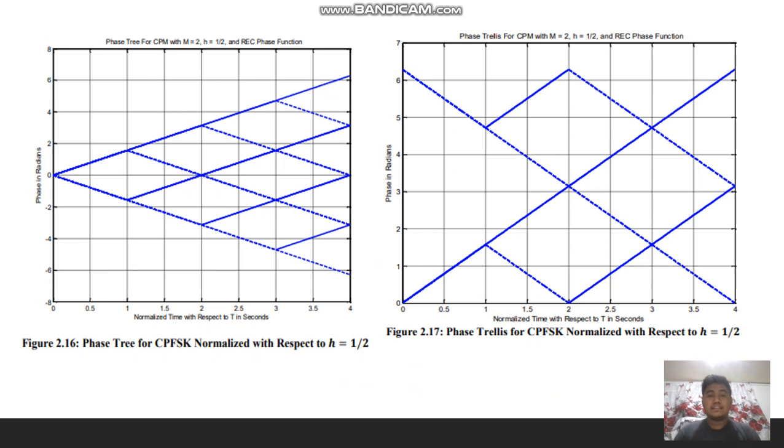So next is the phase tree for CPFSK normalized with respect to h equals 1/2. And this is the phase trellis for CPFSK normalized with respect to h equals 1/2. So here is the phase tree of CPM with M equals 2 and h equals 1/2, and this is the phase function, and the same with the phase trellis.